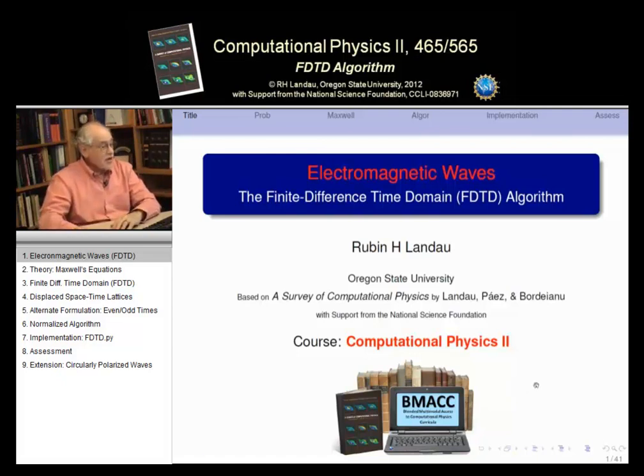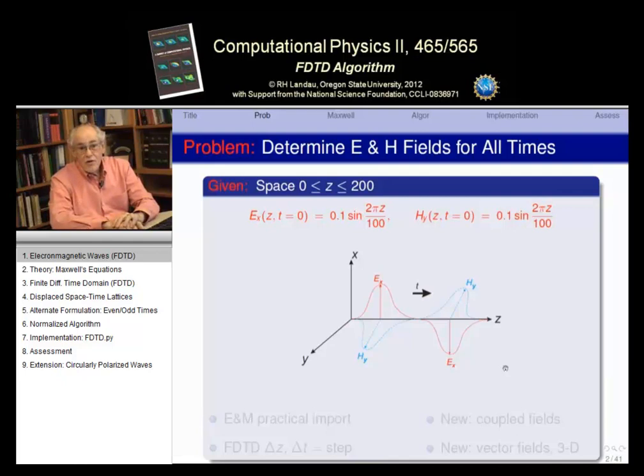Okay. So here we have a problem. We're asked to determine the electric and magnetic fields, the E and H fields, for all possible times. Okay, that's quite a challenge. We're given a region of space, Z, from 0 to 200. So we have a finite region of space. Without a finite region of space, you can't solve the partial differential equation. You have to have boundary conditions. You have to have boundaries.